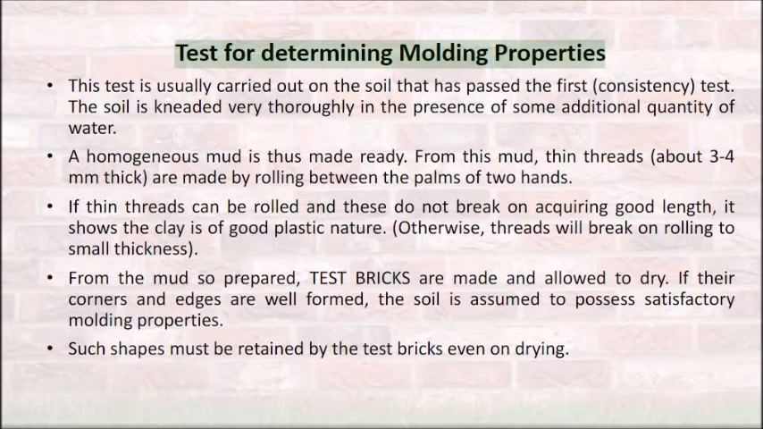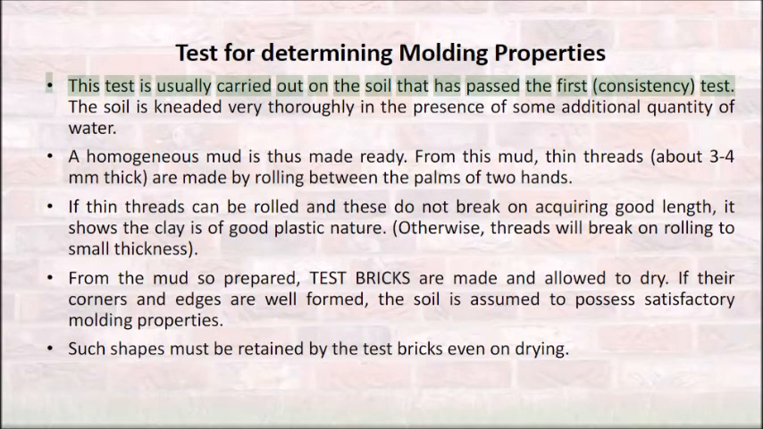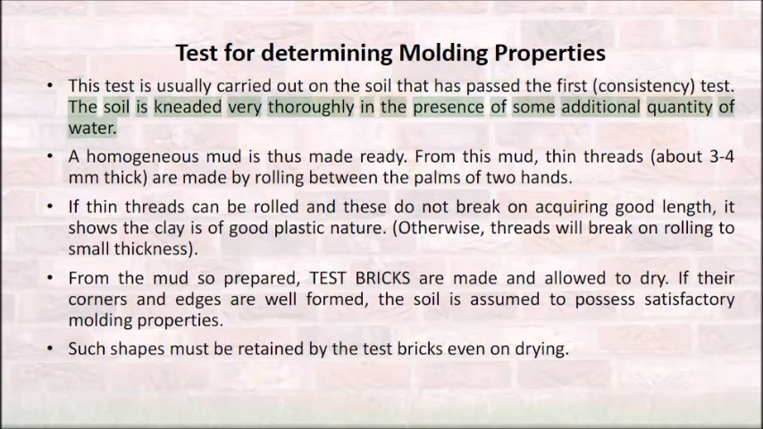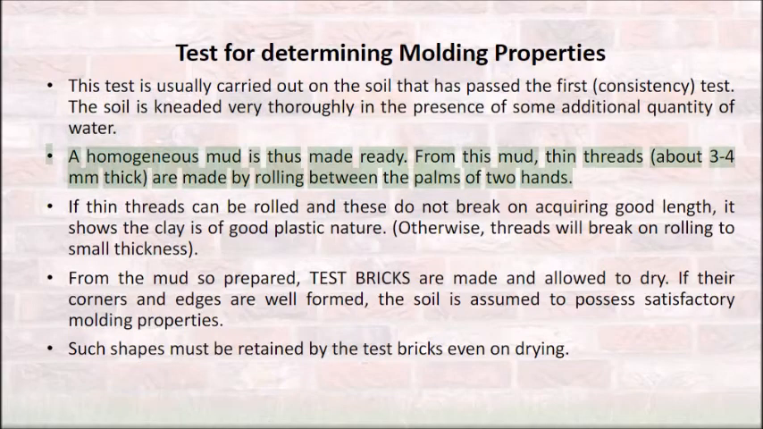Test for determining molding properties. This test is usually carried out on the soil that has passed the first, consistency, test. The soil is kneaded very thoroughly in the presence of some additional quantity of water. A homogeneous mud is thus made ready. From this mud, thin threads, about 3 to 4 mm thick, are made by rolling between the palms of two hands.